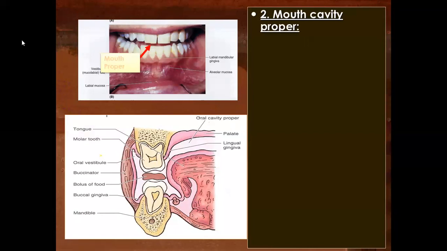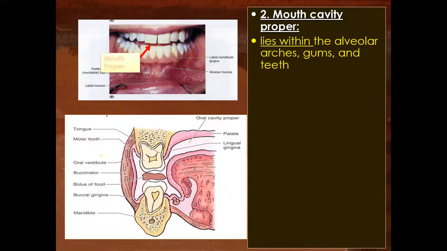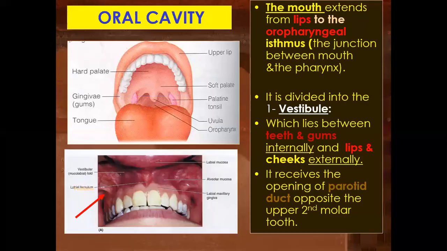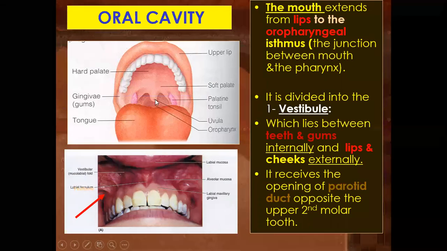Now going further, we'll see the actual mouth cavity proper, the oral cavity proper. The small space is called the vestibule. Now we'll see the large space which we saw in this picture. This whole space is the large space. The small cavity is called the vestibule, and this is the oral cavity proper.